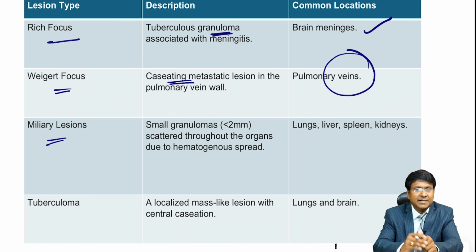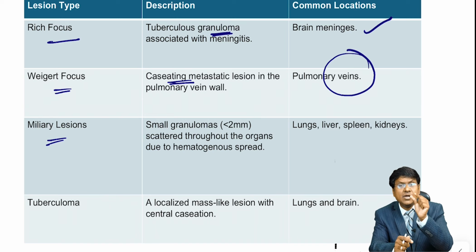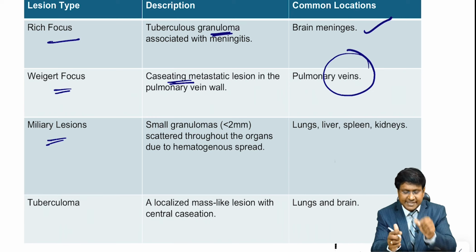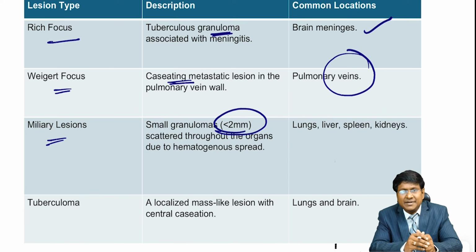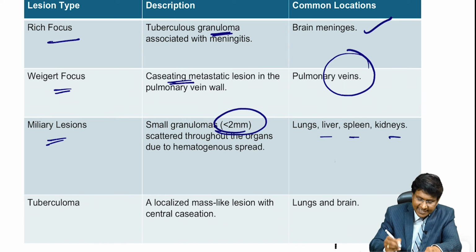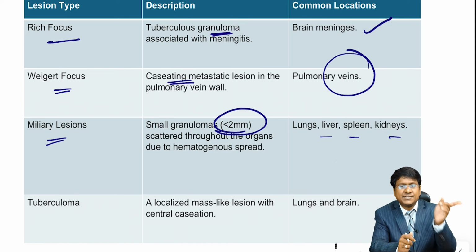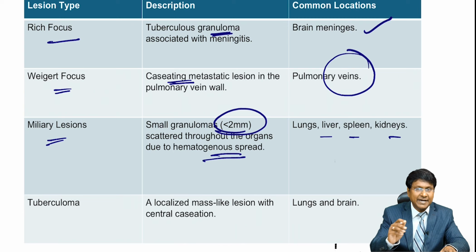And in case of the miliary lesions, why is it called miliary tuberculosis? Because the lesions that you see in the lung will be equivalent to the size of the millet seeds, and that will be of less than 2 millimeters in diameter. And common organs where you have the miliary tuberculosis are liver, spleen, and as well as kidney. And what is the route of spread of the organism from the lung to the distant organs? That is by the hematogenous spread.